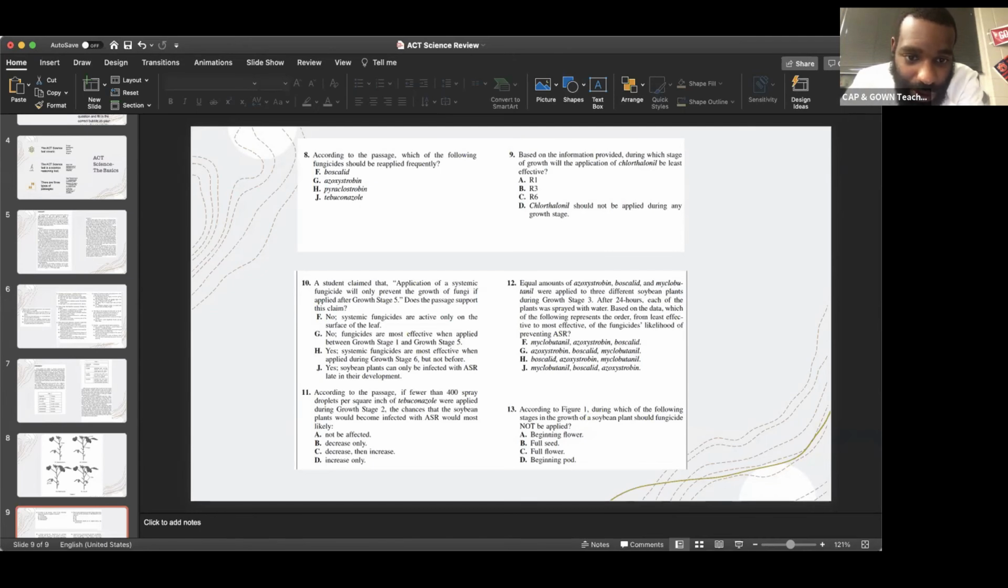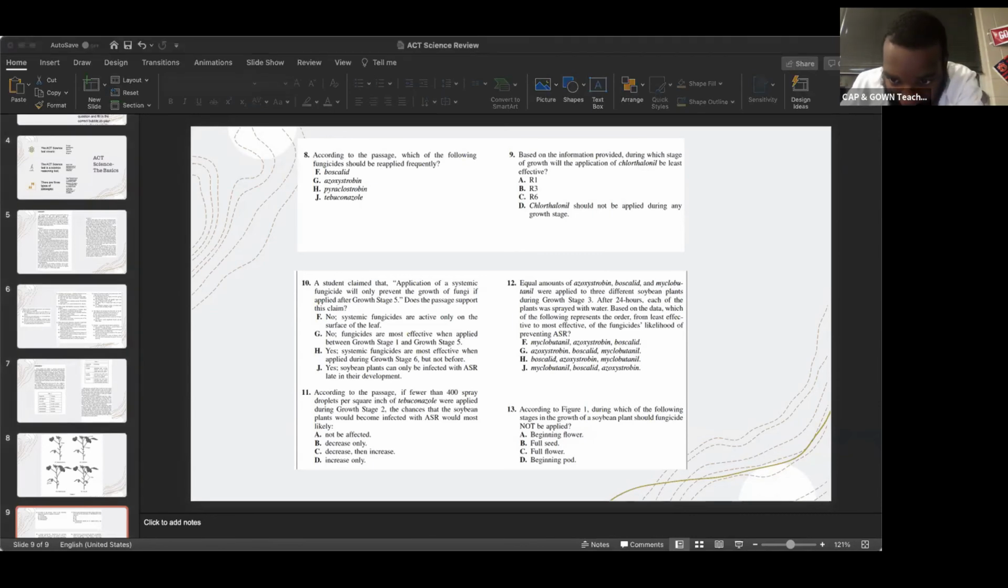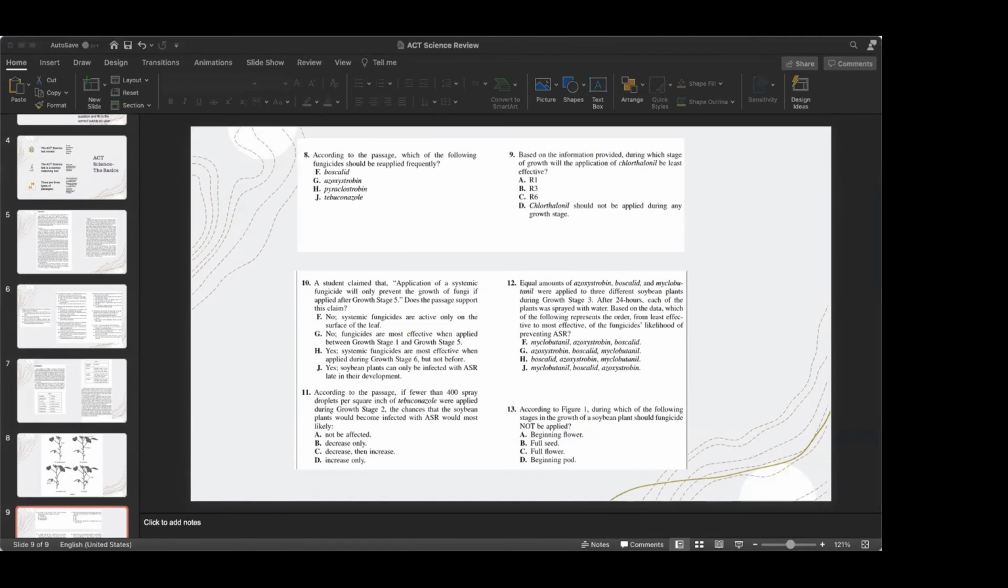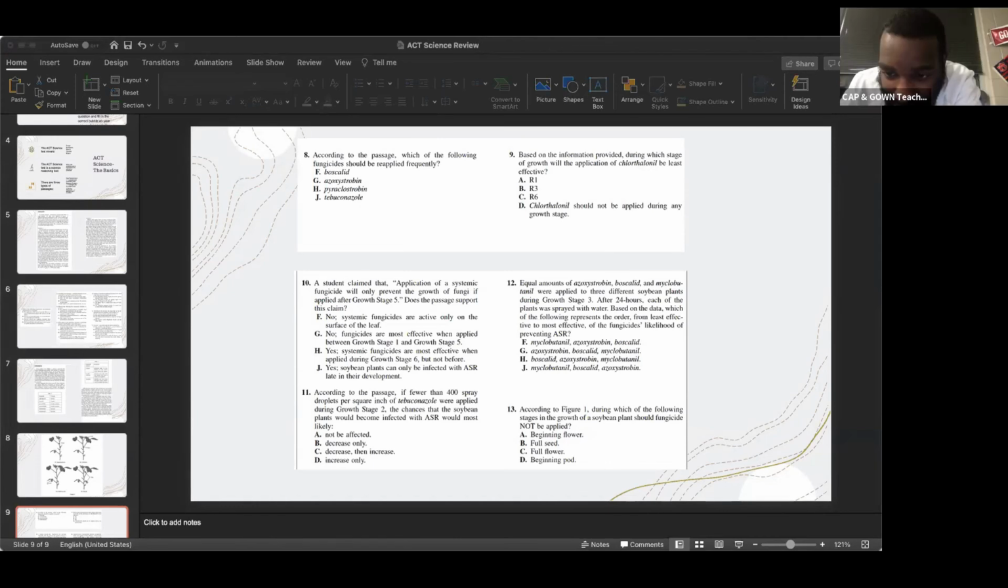All right, what do you guys have for number 10? It says a student claims that the application of a systemic fungicide will only prevent the growth of fungi if applied after growth stage 5. Does the passage support the claim? I thought it was G. You think it's G? What do you say, Jakisha? I also said G. That is correct. It is G. So what proof do you guys have? Why did you choose G for that?